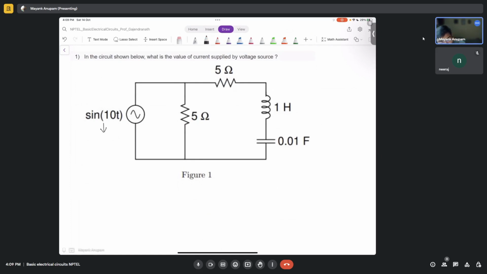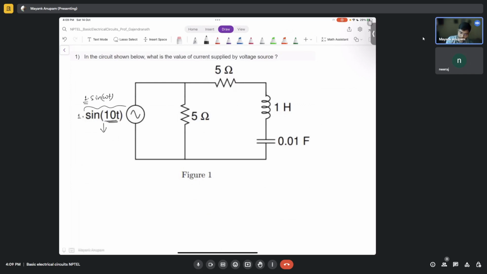Sine of 10t is a time domain signal. It's a time domain voltage source. The amplitude of this sine is 1, so it is 1 times sine of omega t. Omega is 10 and amplitude is 1, correct?